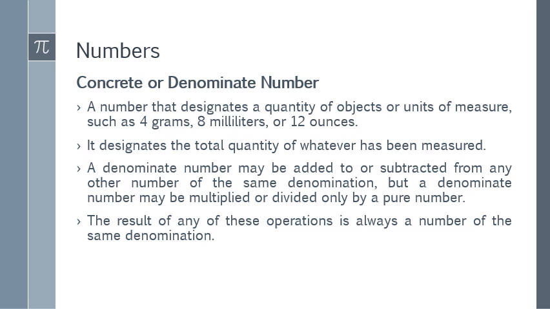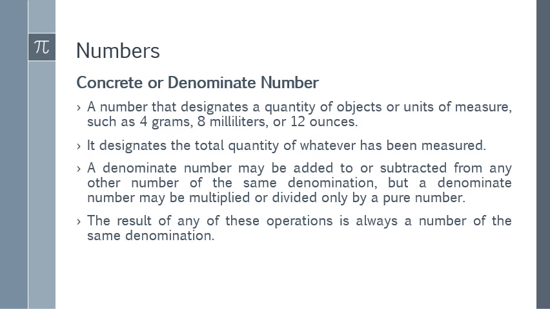If we are measuring a liquid, the quantity will be, for example, 8 milliliters or 8 liters. A unit of measurement will be along with the number. Now, if we talk about the calculations of the concrete or denominate numbers, we can add or subtract the denominate number from any other number of the same denomination.